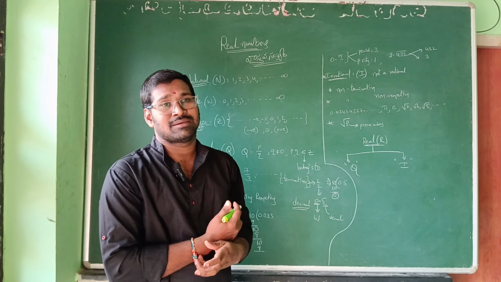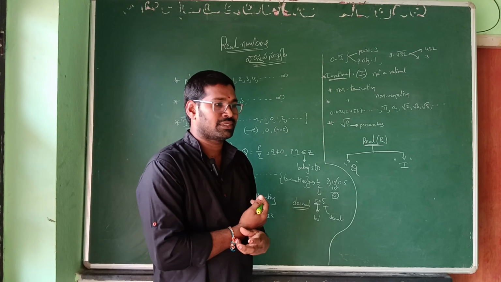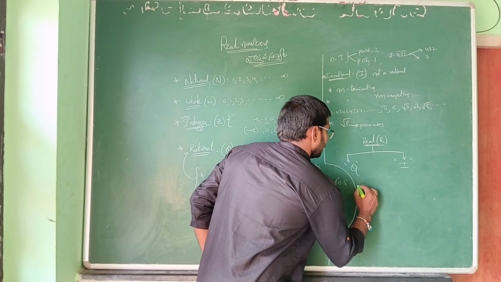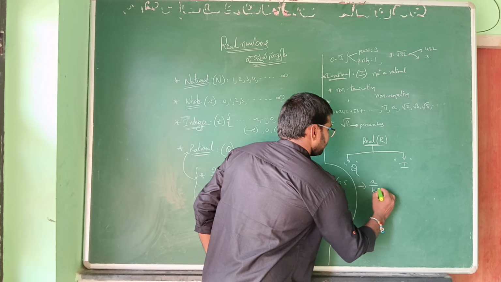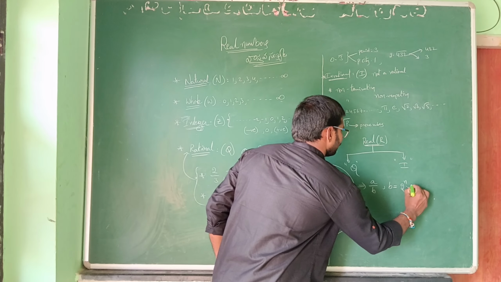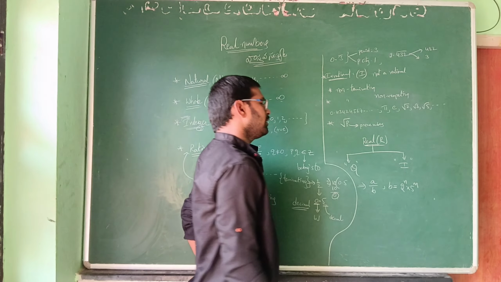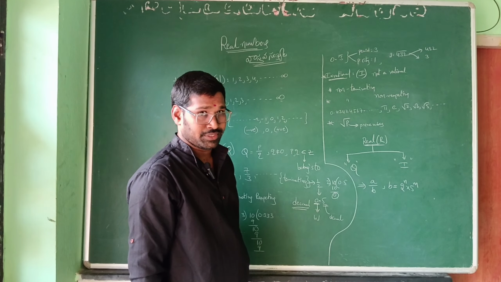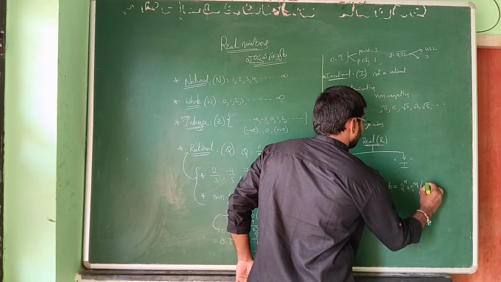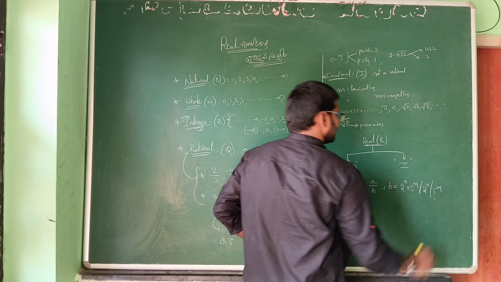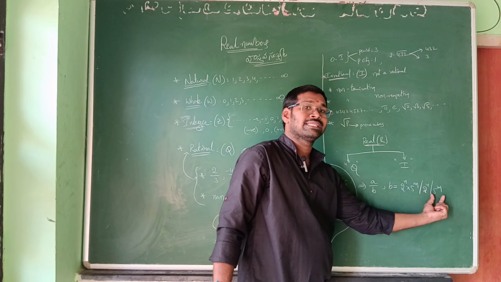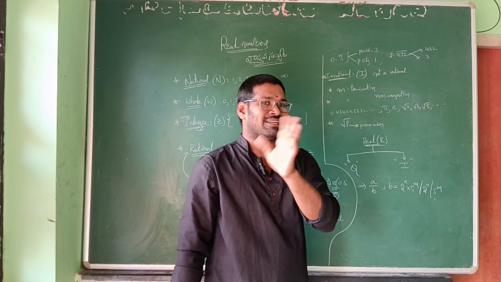And for rational numbers, suppose they give a fraction like a by b. When b is 2 power n into 5 power m, then it is definitely a terminating decimal, or else only 2 power n, or else only 5 power m. Either 2 and 5 multiples, only 2 multiples, or only 5 multiples, it is definitely terminating decimals.